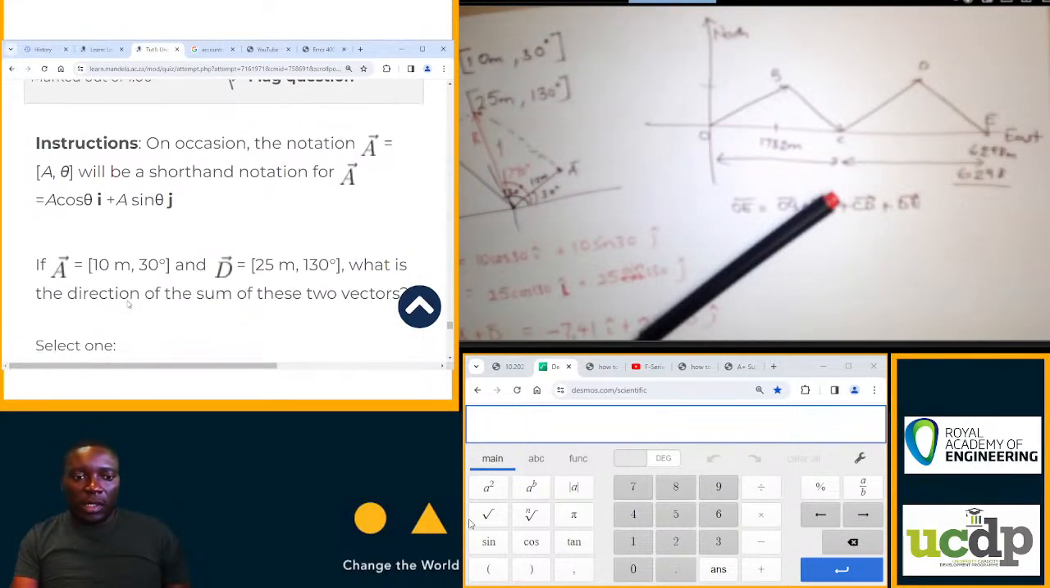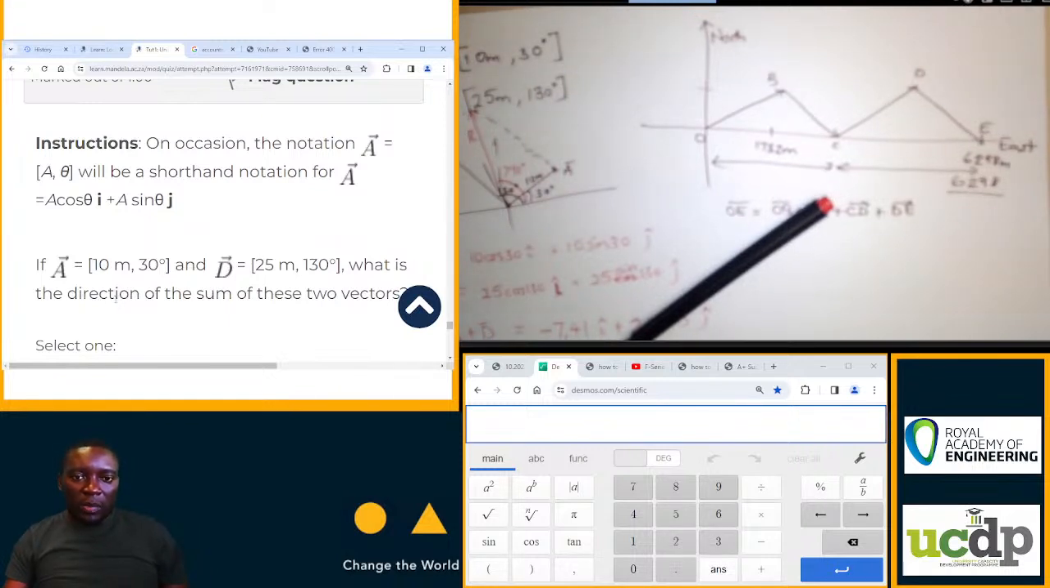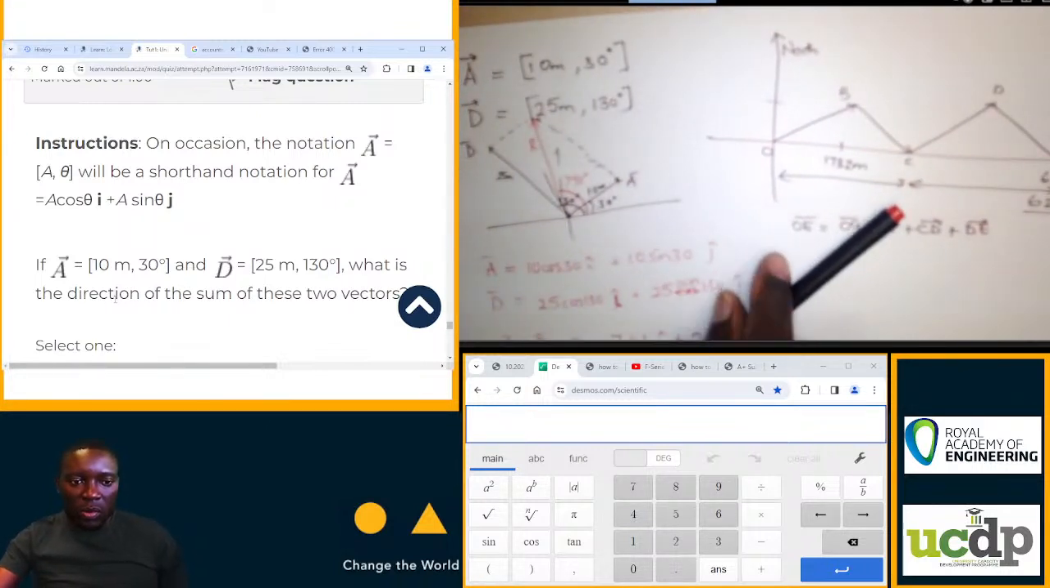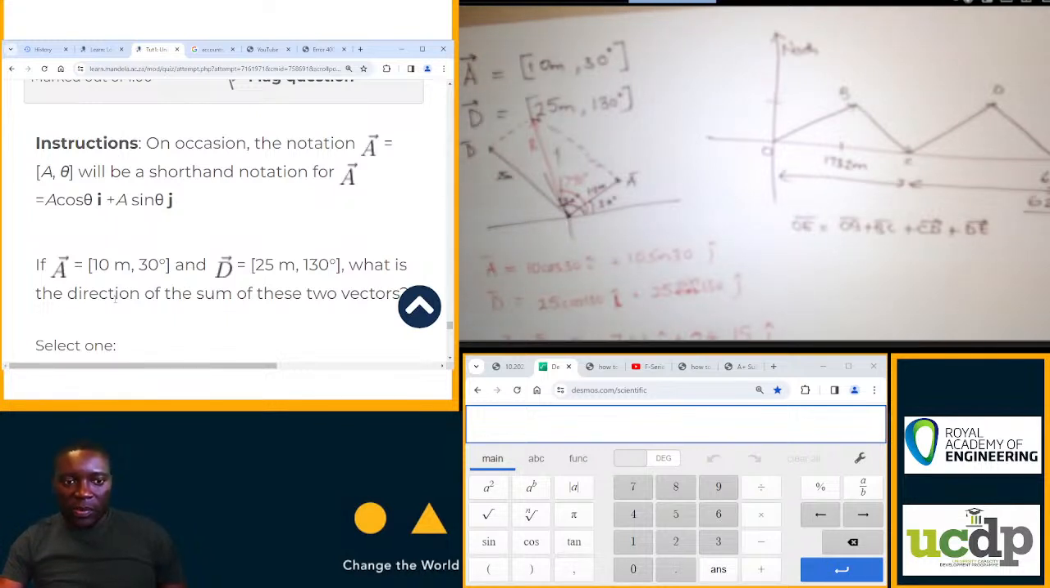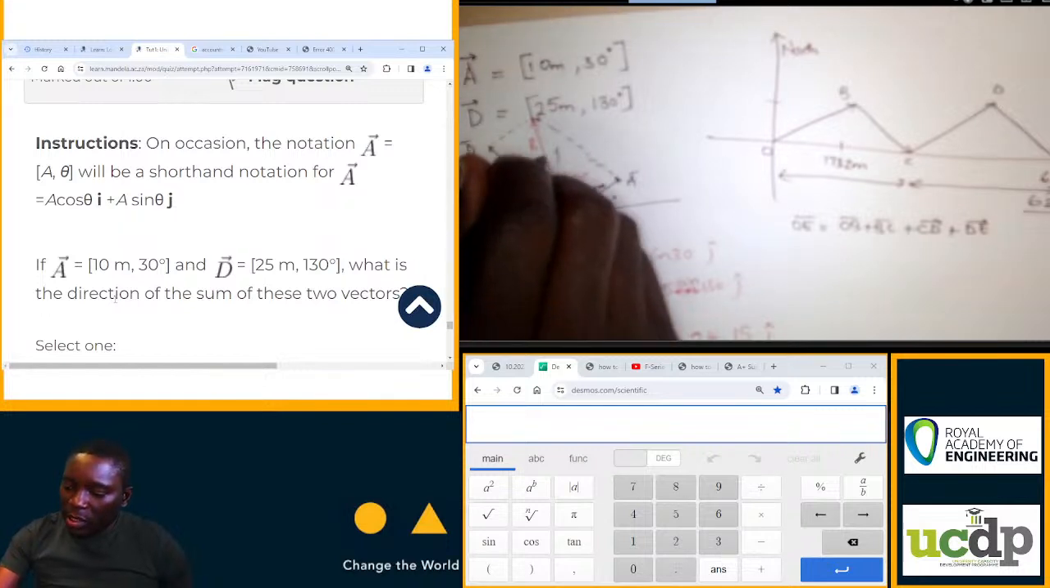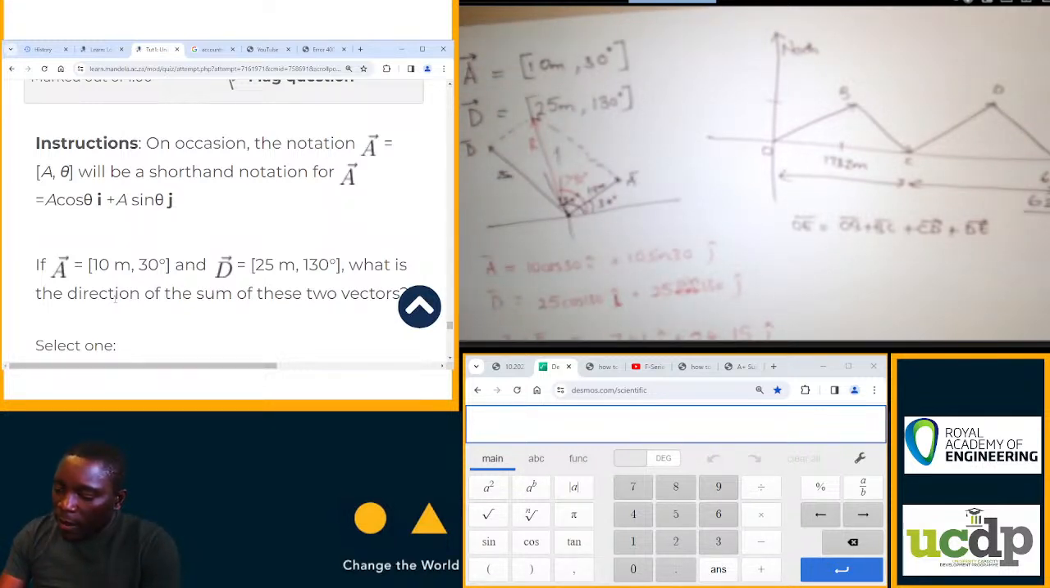And the last question for the day is similar to the previous one, question number 13, where we have a vector A and a vector D. A is a displacement 10 meters to the horizontal. D is a displacement 25 meters at 130 degrees to the horizontal or to the east. So the direction of the sum of these two vectors is the direction of R.